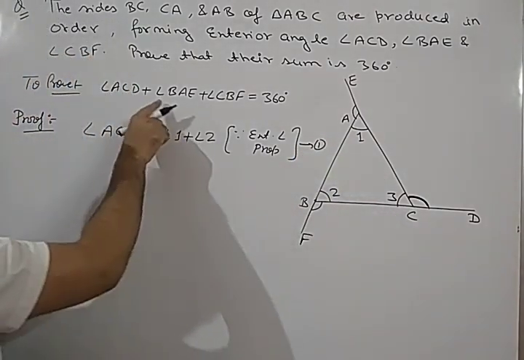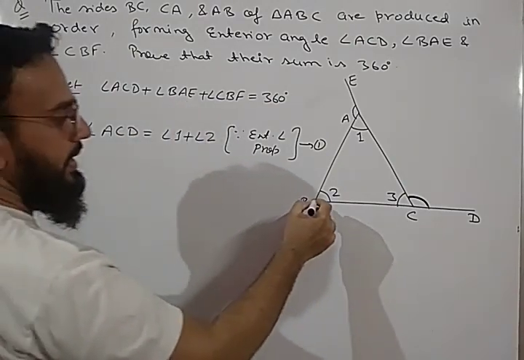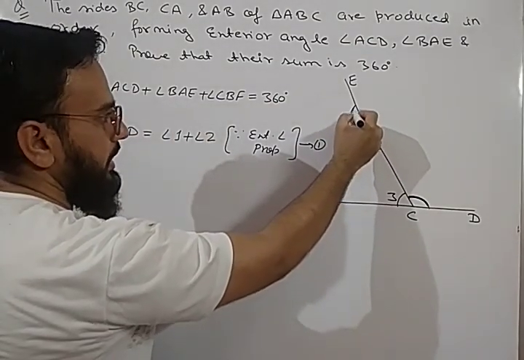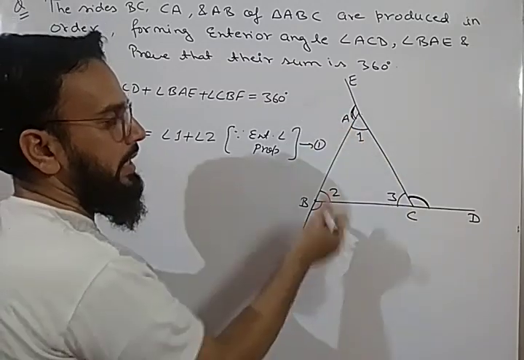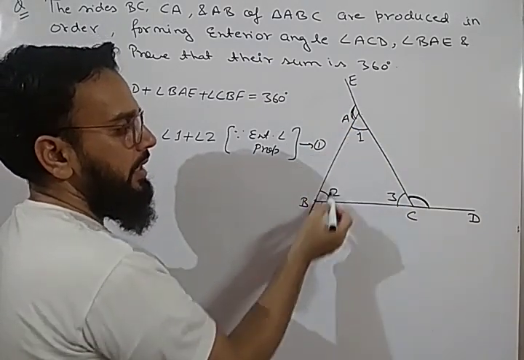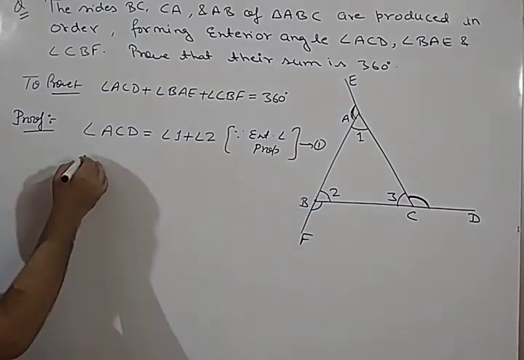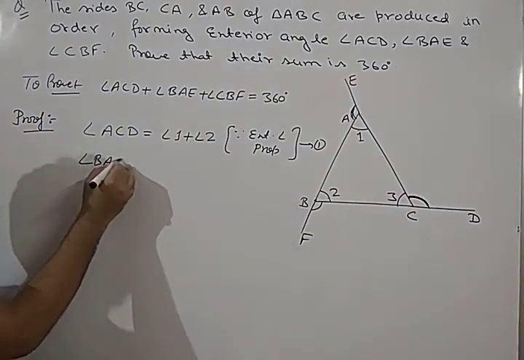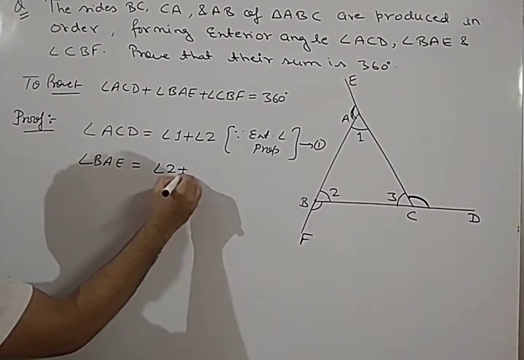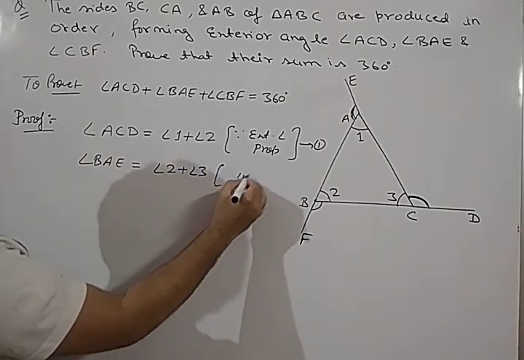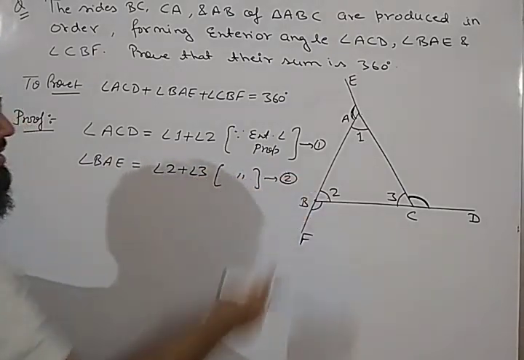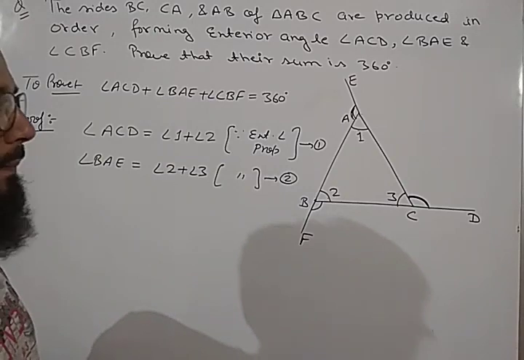Similarly, the second angle is angle BAE. This is an exterior angle, so these two angles will be the interior opposite angles. So we get angle BAE is equal to angle 2 plus angle 3, again by the exterior angle property. Let us consider it equation number 2.